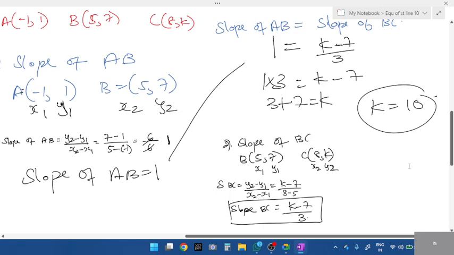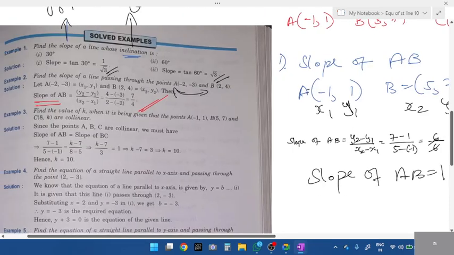So slope is done. I mean slope, inclination and collinear. 3 concepts I've taught, 3 questions I've solved. Is this clear? All of you understood? Look at the calculation, students. Any doubt in this calculation? Do you have any doubts? Can you see the answer? Is it correct?